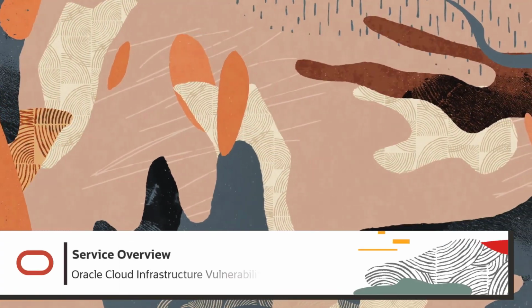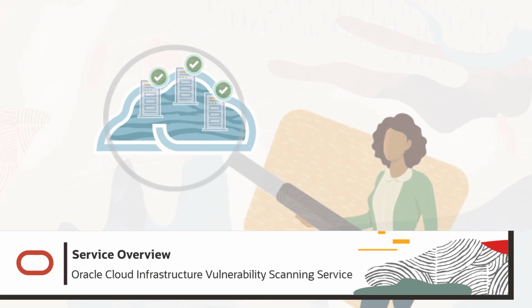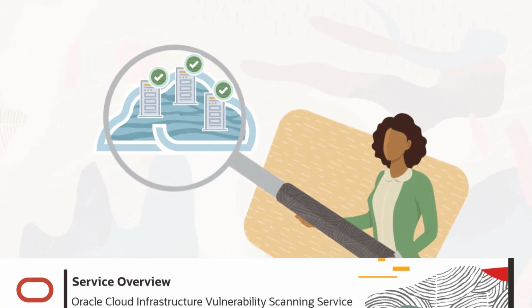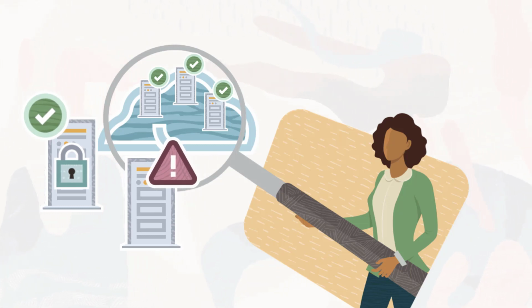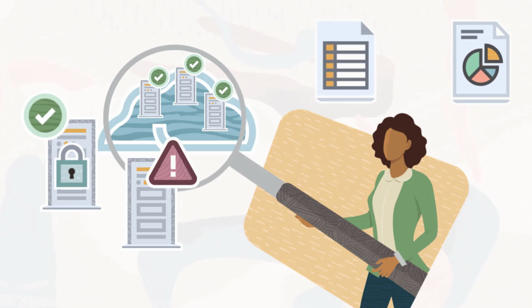Oracle Cloud Infrastructure Vulnerability Scanning Service helps improve your security posture by routinely checking cloud resources for potential vulnerabilities. It provides comprehensive visibility into misconfigured or vulnerable resources and generates detailed scanning reports and metrics for each resource.